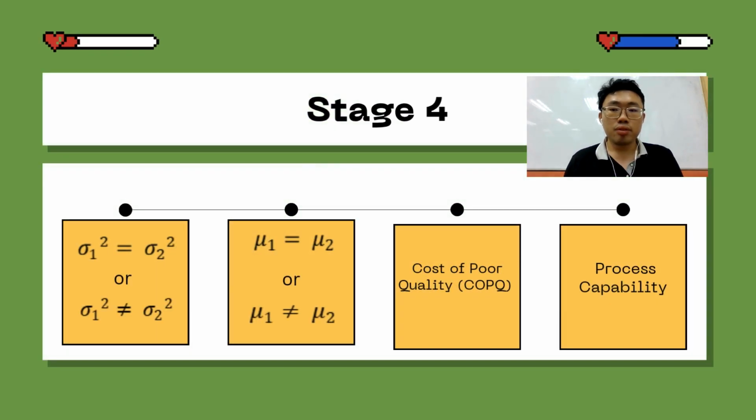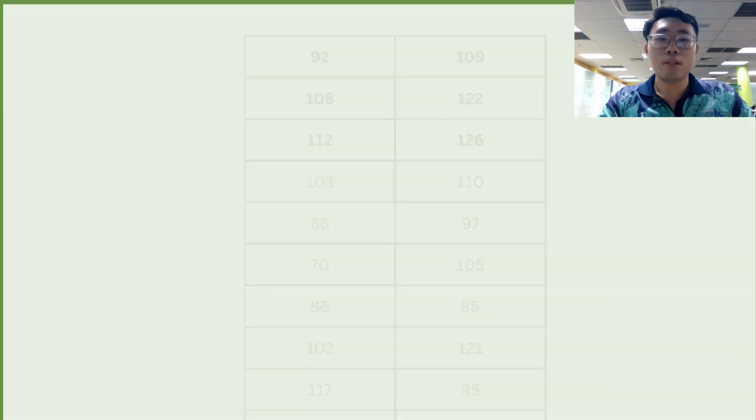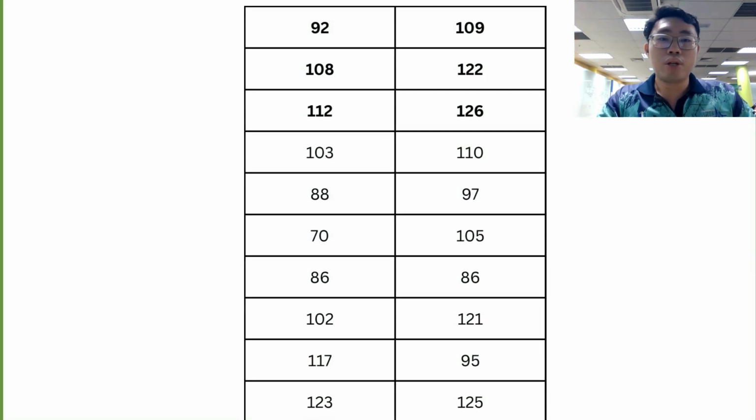In stage 4, we will determine whether the two different samples have the same population variances and the same population means. Other than that, in this stage we will analyze the cost of poor quality (COPQ) and assess the process capability. We will have 10 samples for each category as shown in the table.